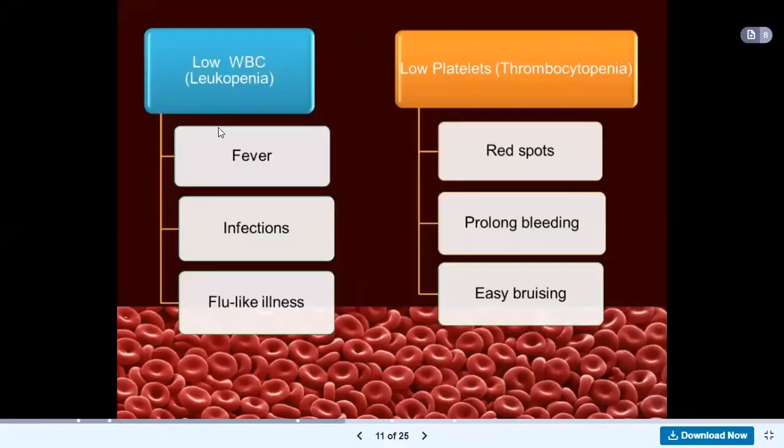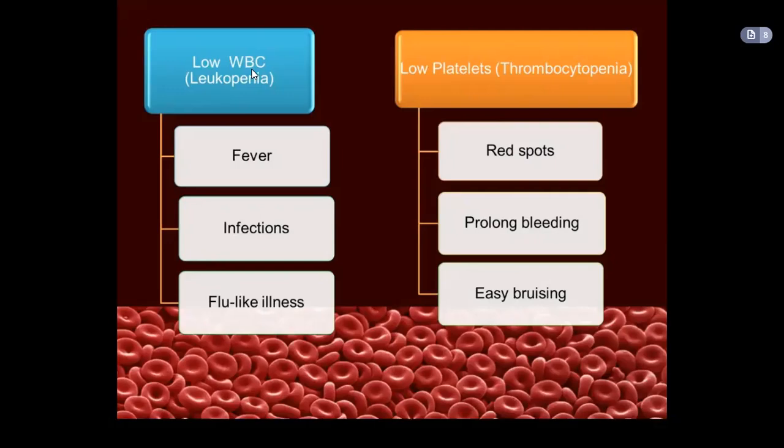And then you would also find low white blood cells, leukopenia, as we said earlier. When there are low white blood cells, the patient is prone to fever, infections, and flu-like illnesses. Why? Because when we did a class on white blood cells, we said that the functions of the white blood cells are to provide immunity and defense for the body against invading microorganisms, against bacteria, viruses, and parasites. But now the patient has low white blood cells.